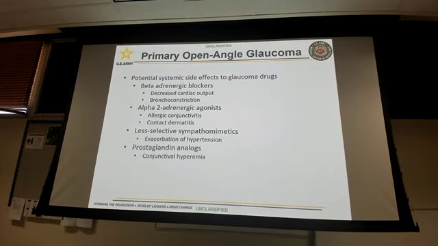All right, so some potential side effects of glaucoma medications. With your beta blockers, you can have decreased cardiac output and bronchoconstriction. Your alpha-2 adrenergic agonists could cause allergic conjunctivitis or contact dermatitis, and an exacerbation of hypertension with your sympathomimetics, and then some redness in the conjunctiva with your prostaglandin analogs.